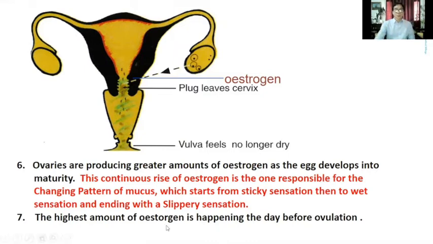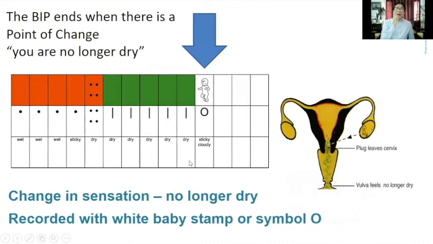Now let us go back to the chart. The BIP ends when there is a point of change. Look at the chart. The point of change is what? You are no longer dry. The moment you are no longer dry and there is already the appearance of mucus, that is the beginning of the fertile period, the beginning of the changing pattern of fertility. Please take note of the symbol. It is a circle. Look at the description. Sensation is sticky and the appearance of the mucus would be cloudy.